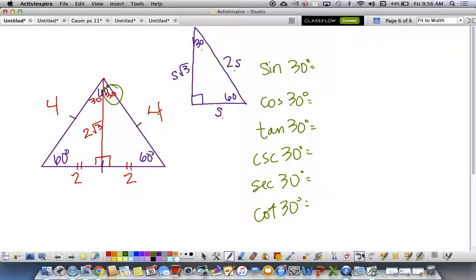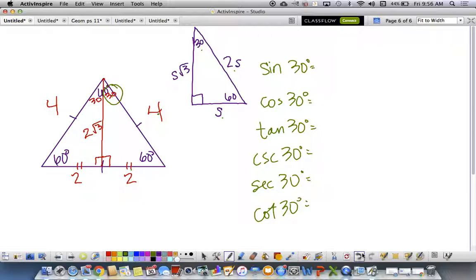What do you know about sine? Opposite over hypotenuse. What do you know about cosine? Adjacent over hypotenuse. Tangent, opposite over adjacent. The last three, you're just flipping the first three. It's not hard. It depends on which triangle you want to look at. If you like these numbers better than the letters, by all means use the numbers.